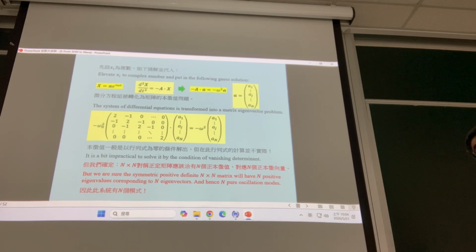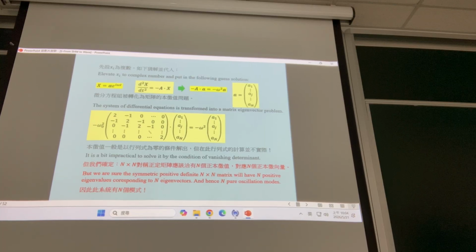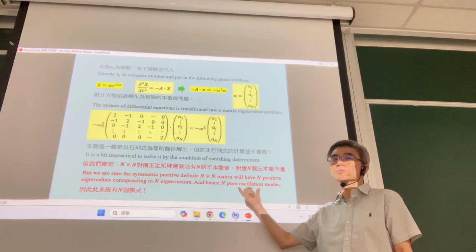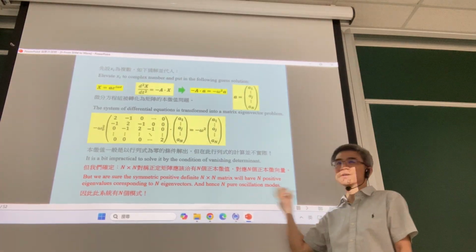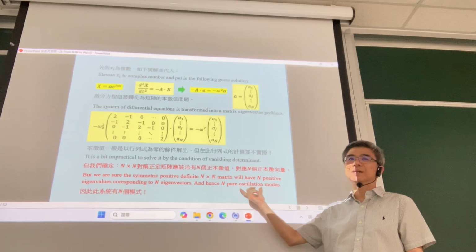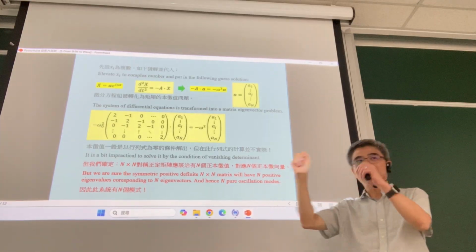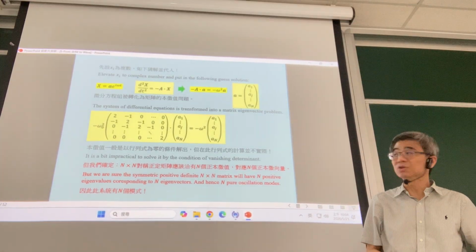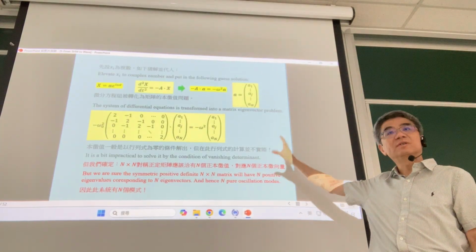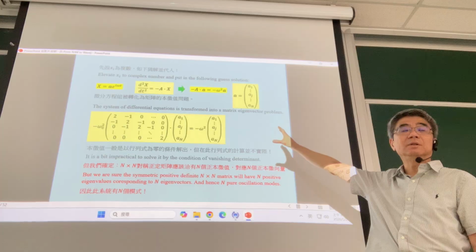Therefore, following the same principle, every eigenvalue and eigenvector corresponds to one oscillating mode. We can expect this system to have n pure oscillating modes. That means in these n pure oscillating modes, they undergo pure simple harmonic motion. So this is for sure, without solving the problem in detail.